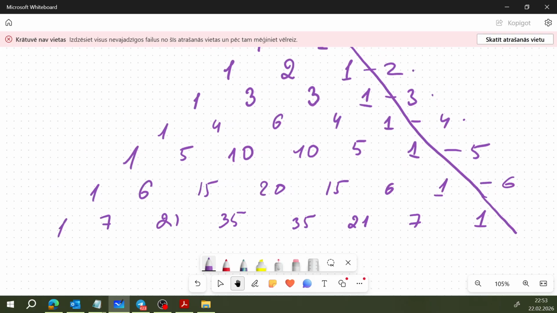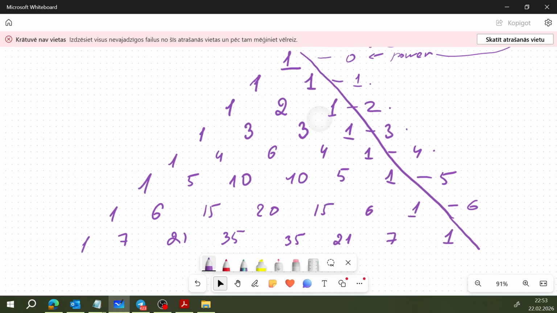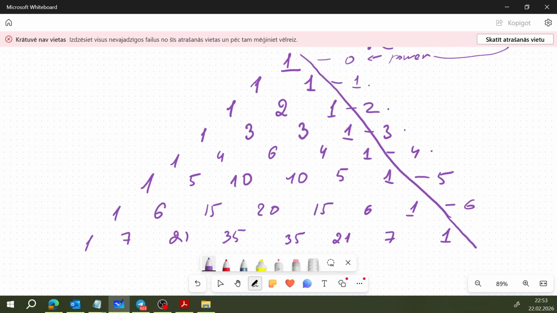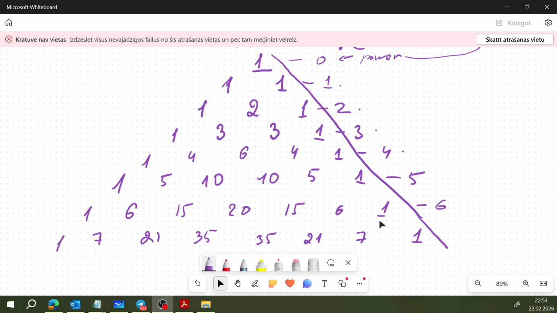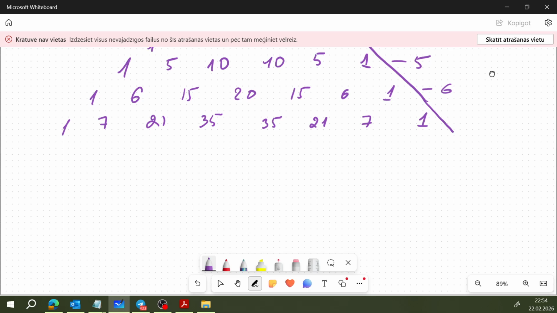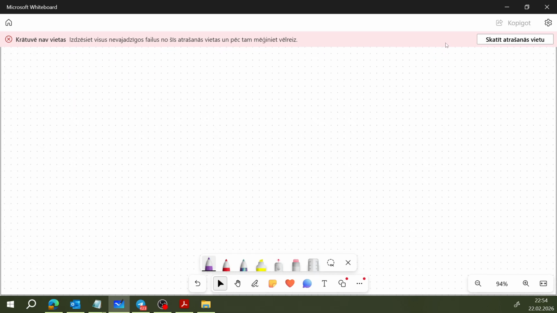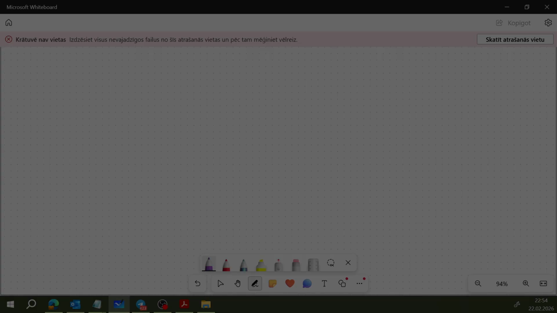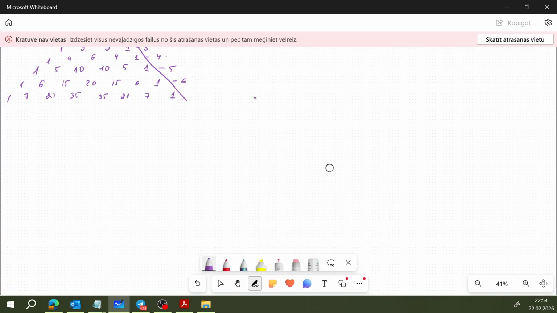So this is how you can build the Pascal triangle. And you can see that this is infinite. And you can always find, by using Pascal triangle, the coefficients of the binomial expansion. So now let us try to solve some of the exercises. And the first exercise I would like to show you is the following.